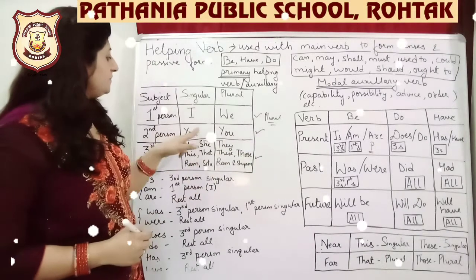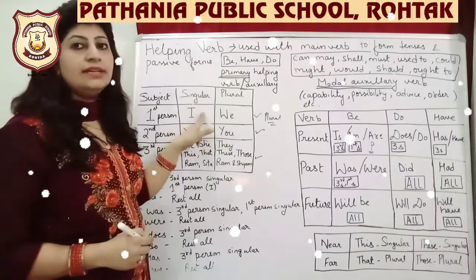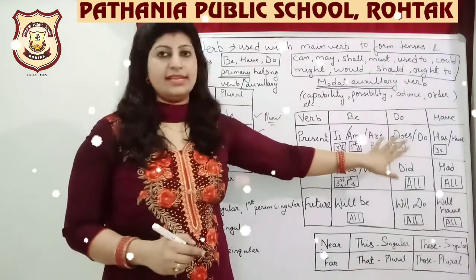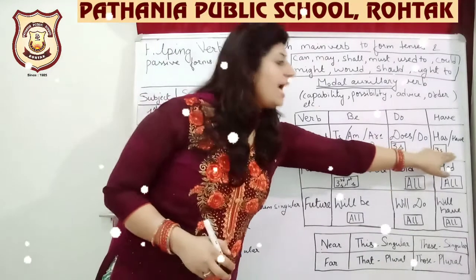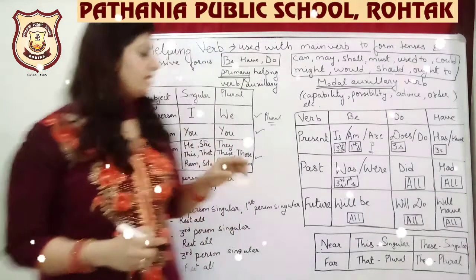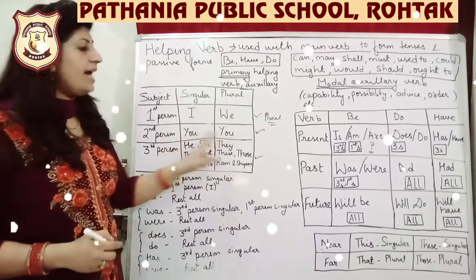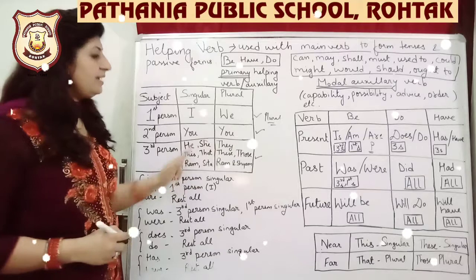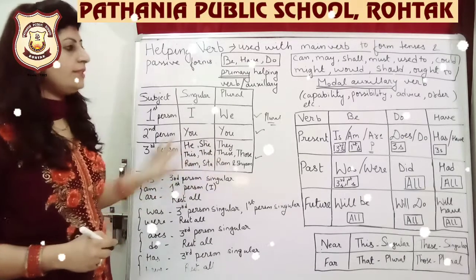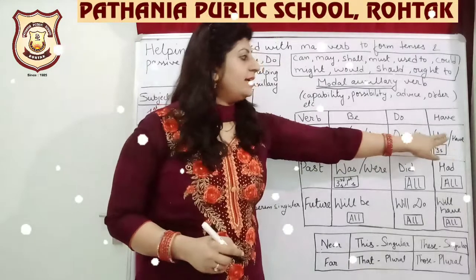Okay, so I do not like talking. So this is used with the rest. Next we are having has. Has is again used with third person singular. He has, she has, this has, that has, Ram has, Sita has a book. So all this is used with has.